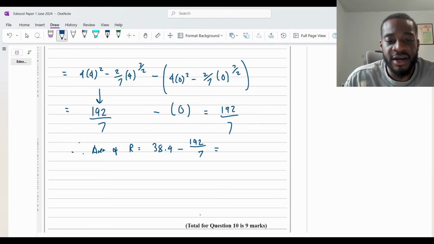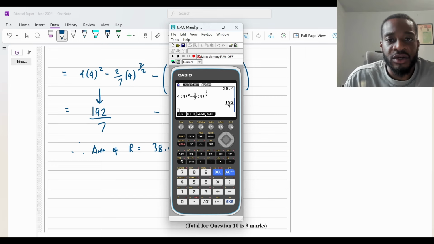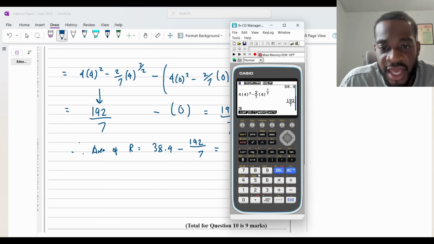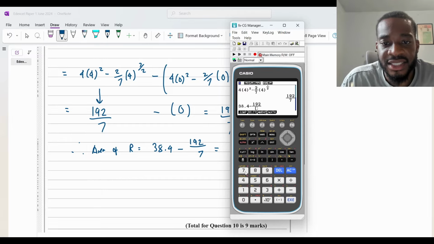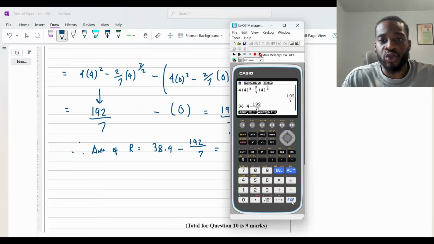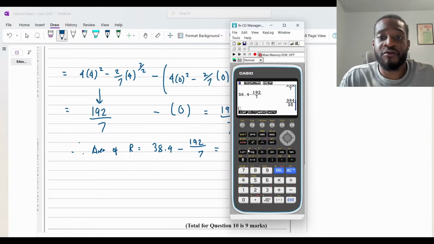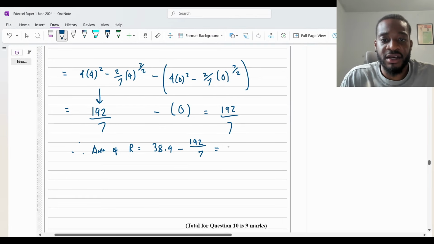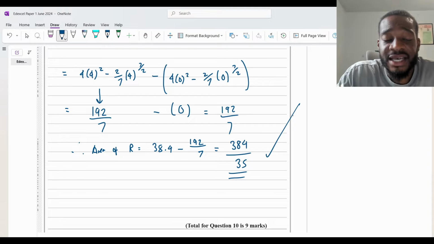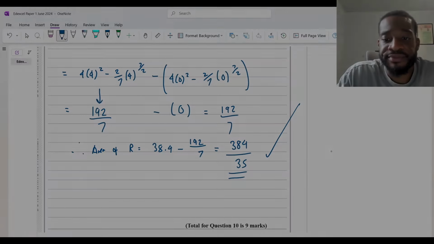So put it into the calculator, see what you get. So I'll do it here. 38.4 minus 192 divided by 7 is equal to that there. Does it give it to me as a fraction? 384 over 35. Perfect. 384 over 35 square units. And that is it. That is question 10 finished.